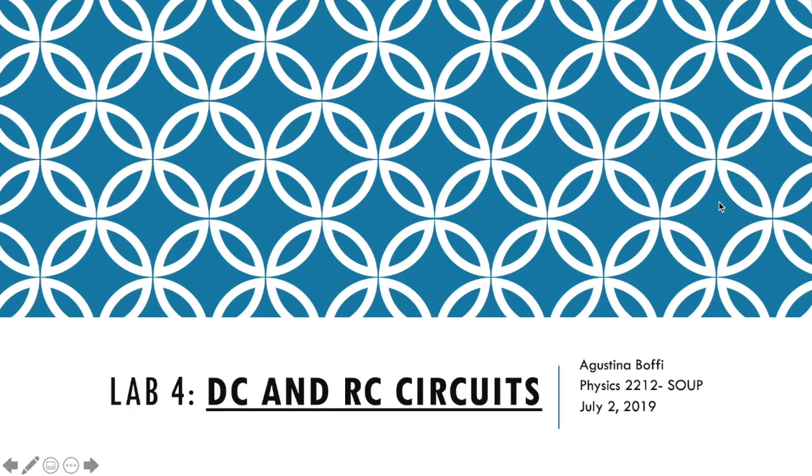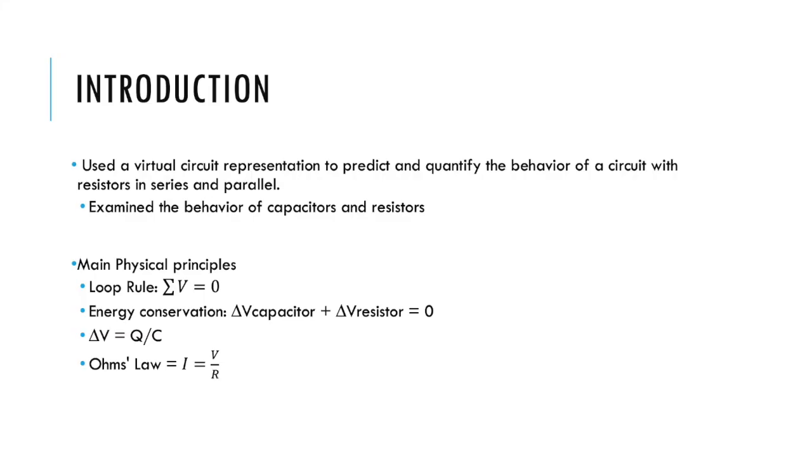Lab 4, DC and RC circuits. So we first began the lab by using a virtual circuit to represent and predict and also quantify the behavior of a circuit with resistors in series and parallel. We examined the behavior of capacitors and resistors.